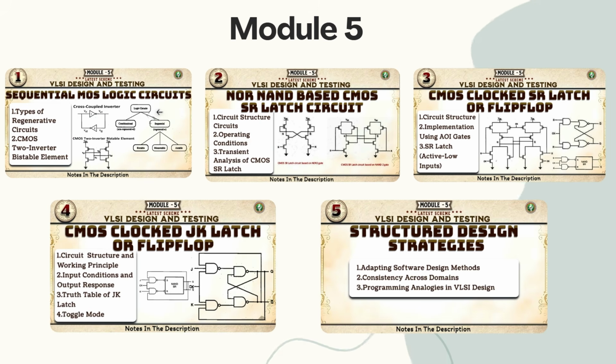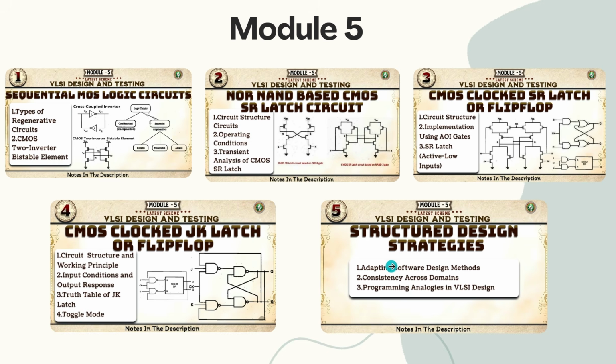Under that, we have the CMOS two-inverter bistable circuits and monostable circuits. After that, we have seen the NOR and NAND based CMOS SR latch circuit, how the SR latch is built using CMOS, that is PMOS and NMOS transistors. Then after that, we have seen the clocked SR latch or flip flop. Then after that, we have seen the JK latch or flip flop.